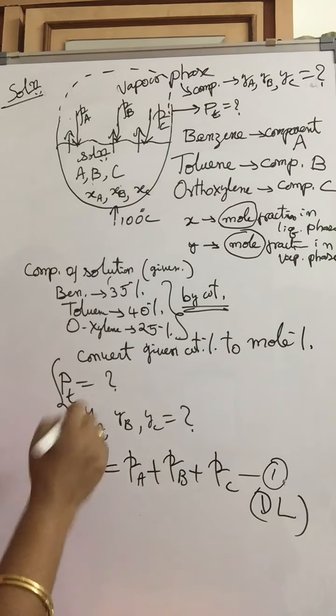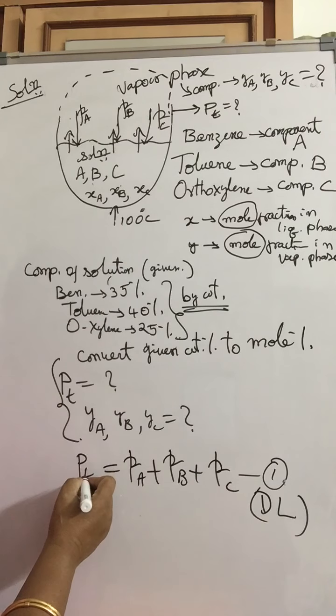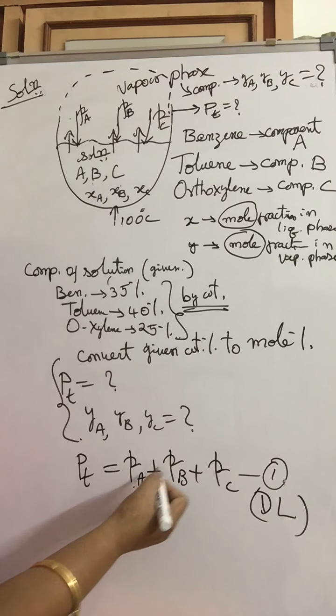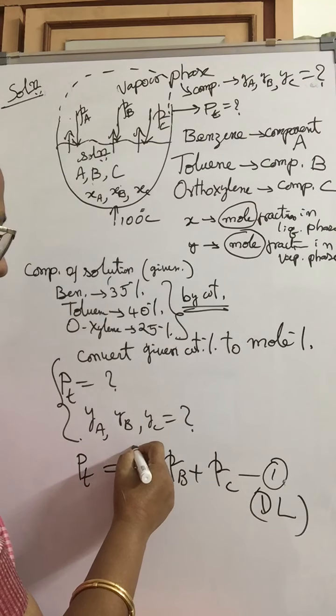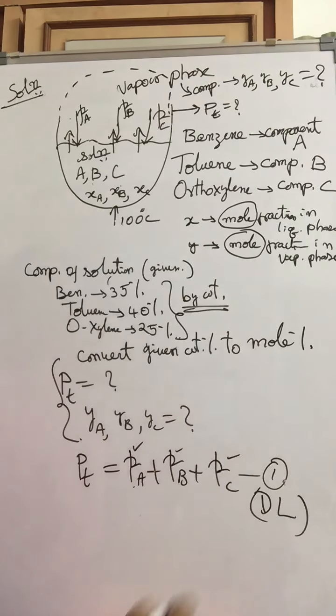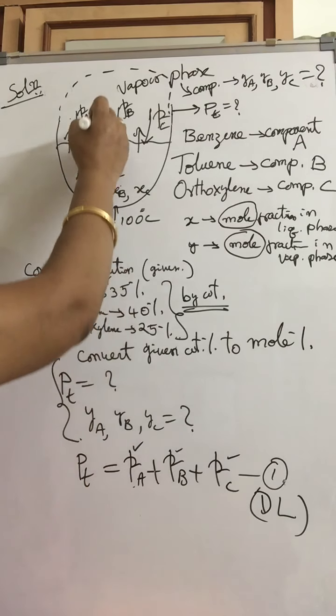So next thing is what? To calculate PT, you understood that you need to calculate PA, PB and PC. So the next thing is calculate PA, calculate PB and calculate PC. So how to calculate PA?